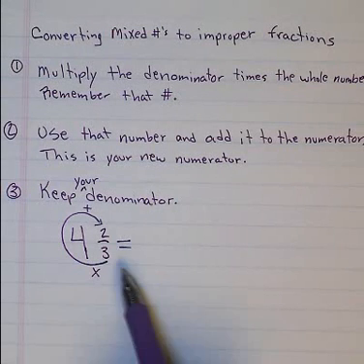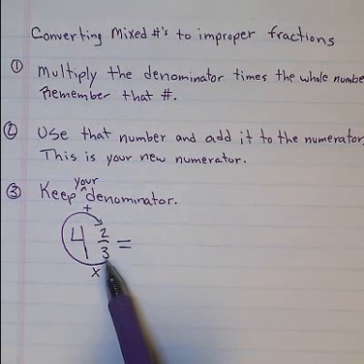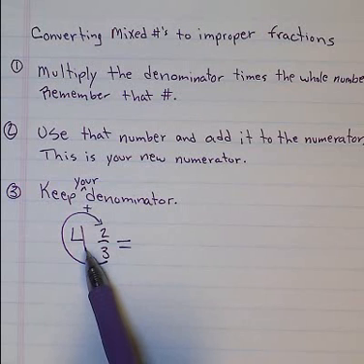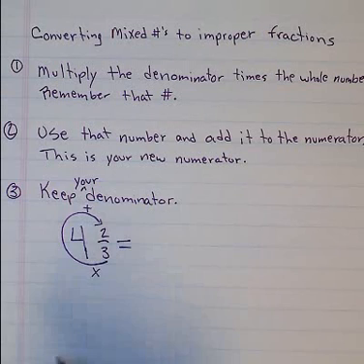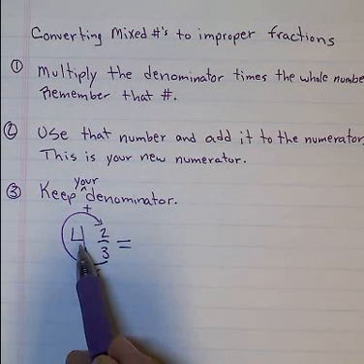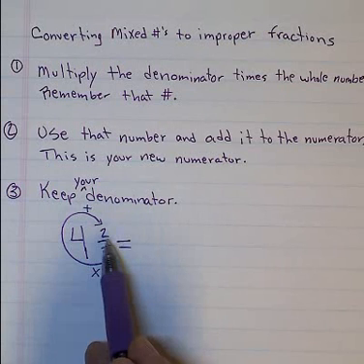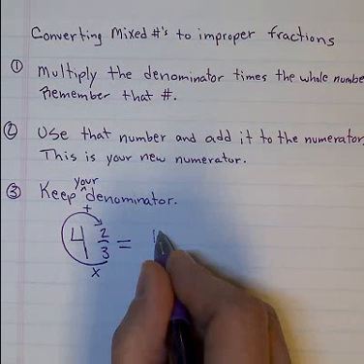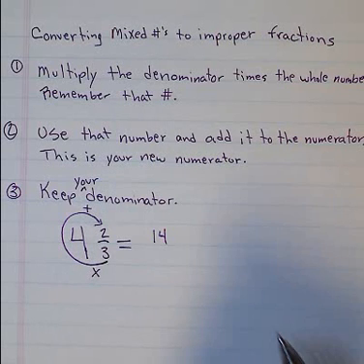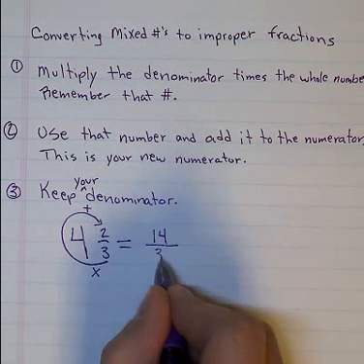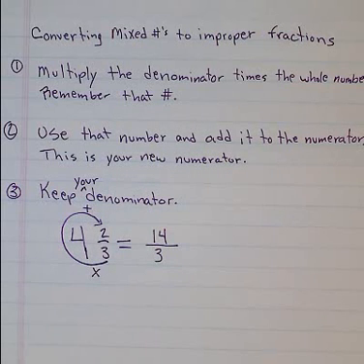We would start here with step 1. We're going to multiply our denominator, 3, and you can follow the arrow around, 3 times 4. And 3 times 4 is what, class? 12. We need to remember that number, 12, because we're about to use it again in step 2. So now that we have 12, step 2 says to use that number, the 12, and add it to our numerator. So as we keep following the arrow around, we have 12 plus our numerator. Everybody, 12 plus 2 is? 14. And that is our new numerator. So there's where the 14 comes from. Now, step 3 says keep the denominator. So if we were going to change 4 2/3 into an improper fraction, it would be 14 thirds.